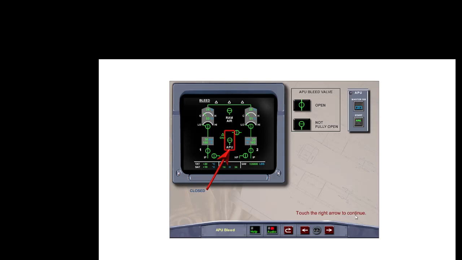The APU bleed valve appears in green on the ECAM bleed page when the APU master switch is on. The cross-line indication means that the valve is closed or not fully open. The in-line indication means that the valve is fully open.